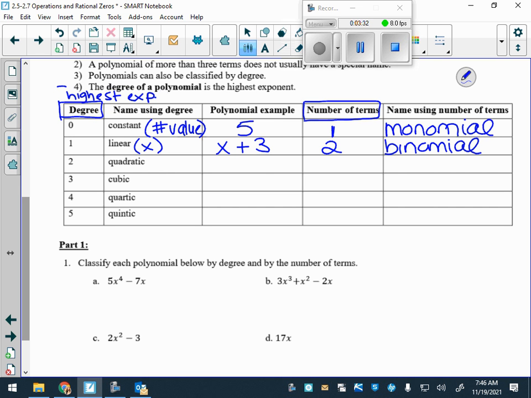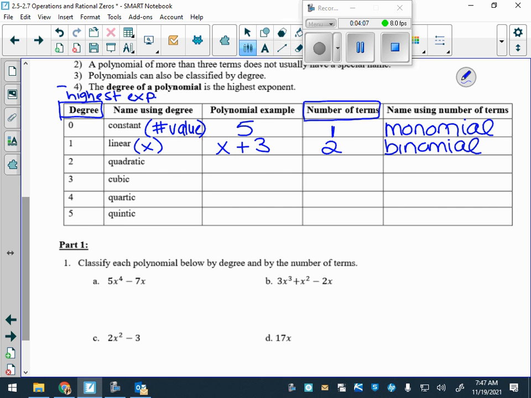And one that we're familiar with. Yeah, Camilla. x would be a monomial, just x by itself. So this is an example of a monomial, but it will be determined a linear function. So there's 2 things going on here. There's name by degree, and there's also name by number of terms. So you could have a linear monomial, you could have a linear binomial. Constant is only going to be a monomial anyway.